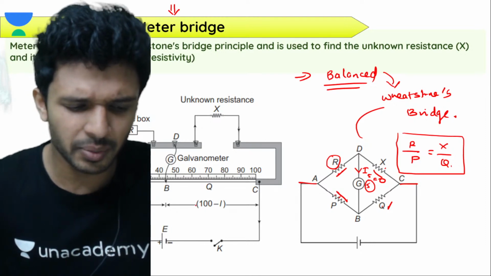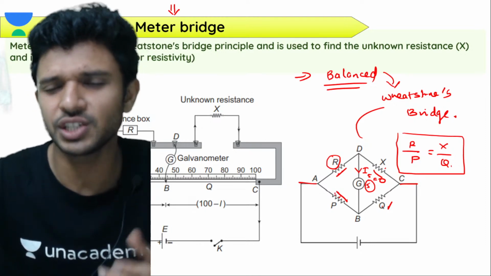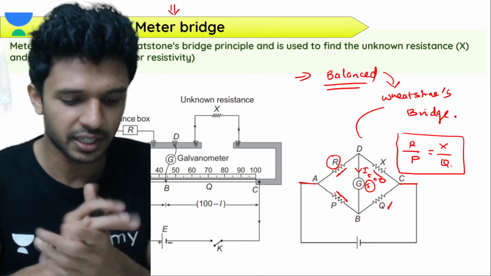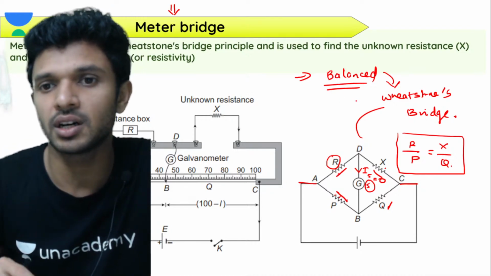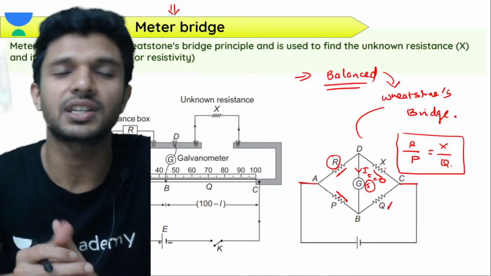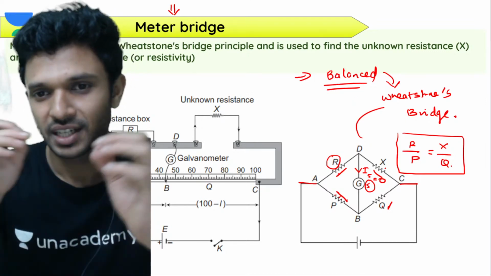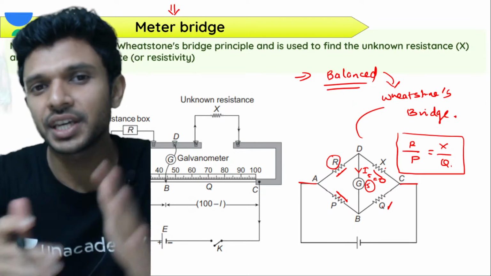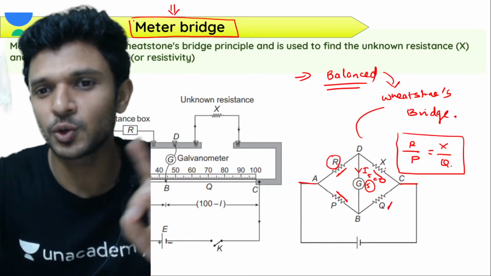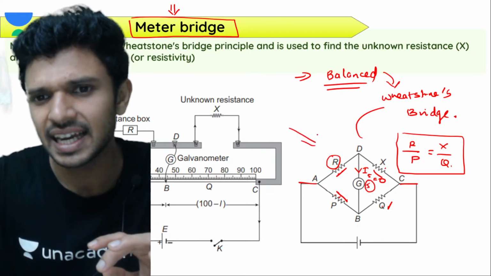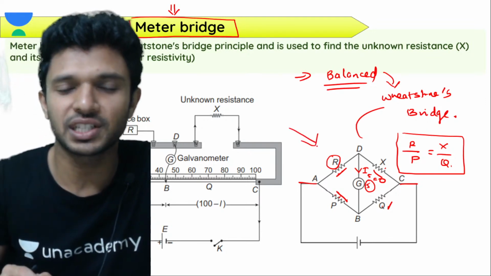Okay, actually it is P by Q equal to R by S, but a small change of letters has been used here. That's the only thing. So this is the concept of a Wheatstone bridge and how it is balanced. Now, let me tell you the working of this particular meter bridge in finding out the unknown resistance is exactly like a balanced Wheatstone bridge condition.